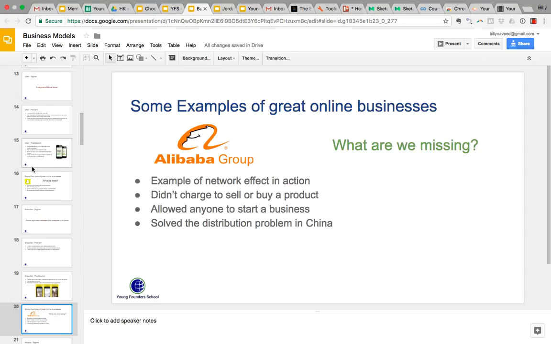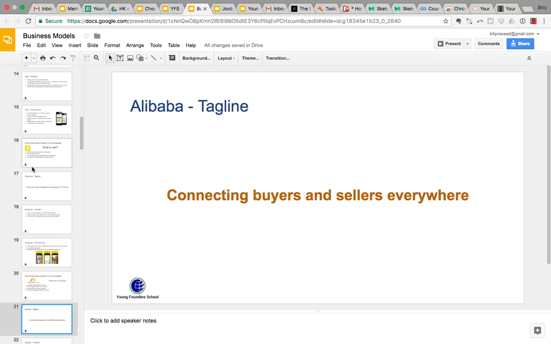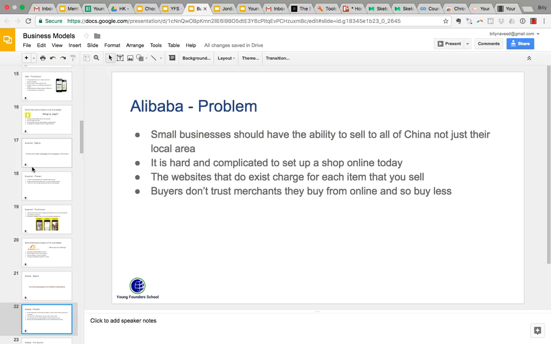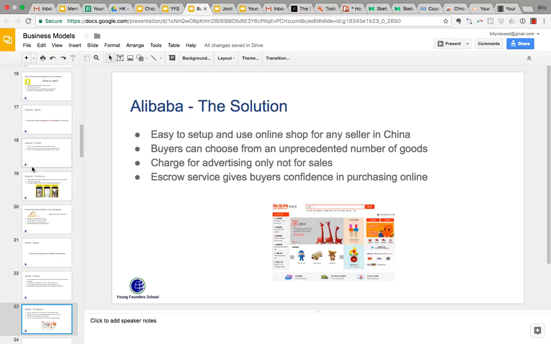And Alibaba Group, like, what are we missing here? What we said Alibaba was missing is the ability for anyone in China to start a business online and distribute their product to anyone in China. Connecting buyers and sellers everywhere. And what is their problem? The problem they were trying to solve was it's too hard to start a business. They don't have access to the entire market, and there's no trust on the internet. So they're trying to solve all those issues. And what was their solution, what did they come up with, what were the features on the site that solved the problems, right? So again, we're going from here's the problem to here's a solution to those exact problems.